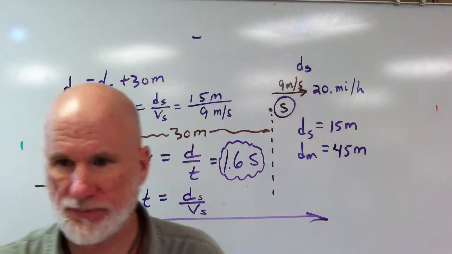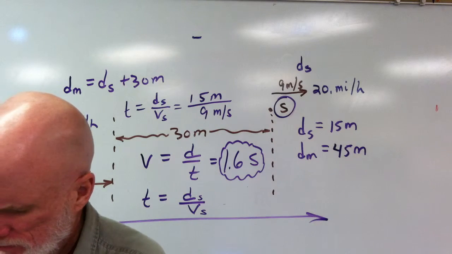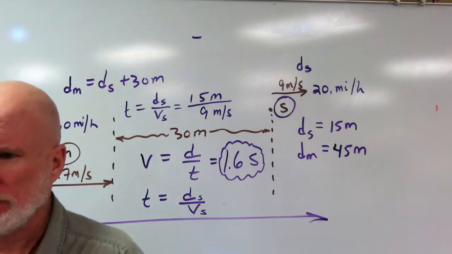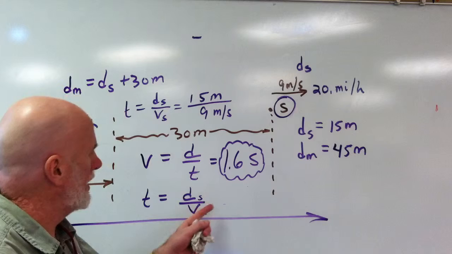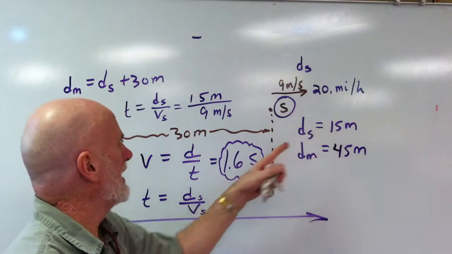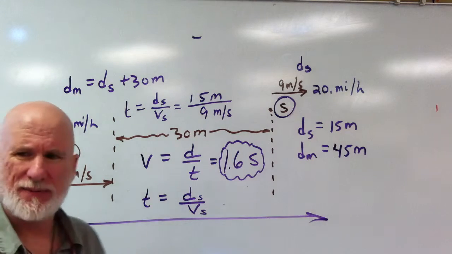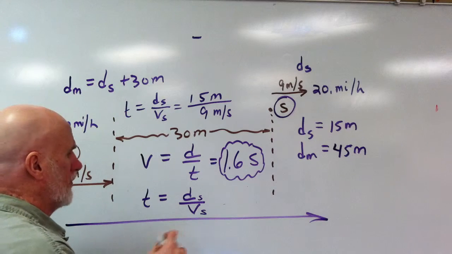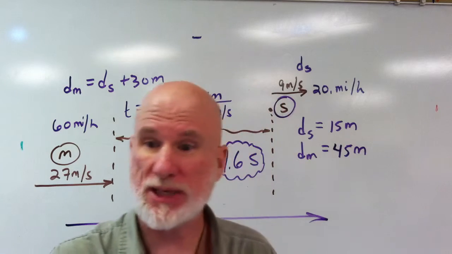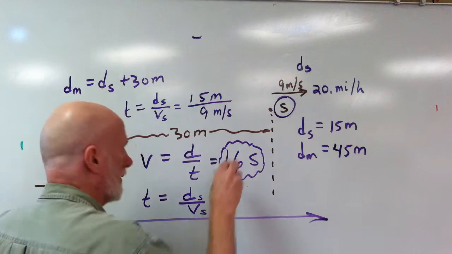1.6 seconds. Excellent. Make sure we're correct. What did you actually get? Did you do this? What is 15 divided by 9? What is that? 1.6? 1.67? Well, 1.6 repeating. Yeah. So 1.7, right? Yes. Okay.